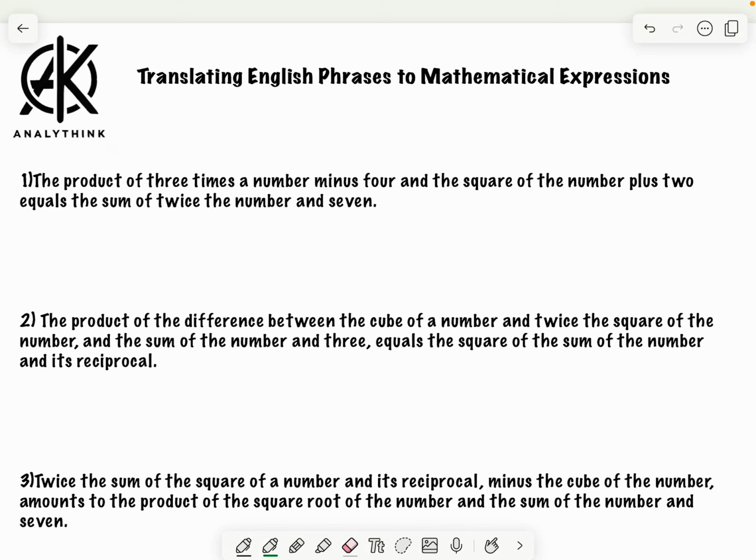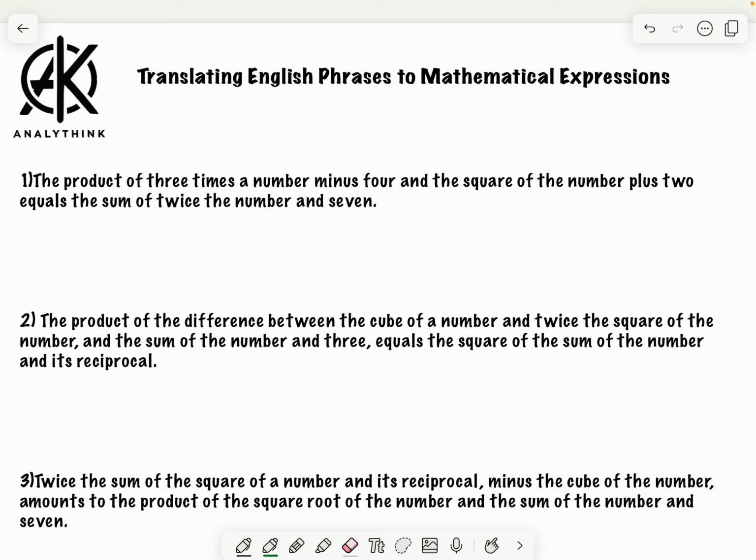In this video, we're going to talk about how to translate English phrases to mathematical expressions. Now, I already uploaded a video about this, but in this video, I'll give a little bit more complicated examples. So let's say you have to translate this statement.